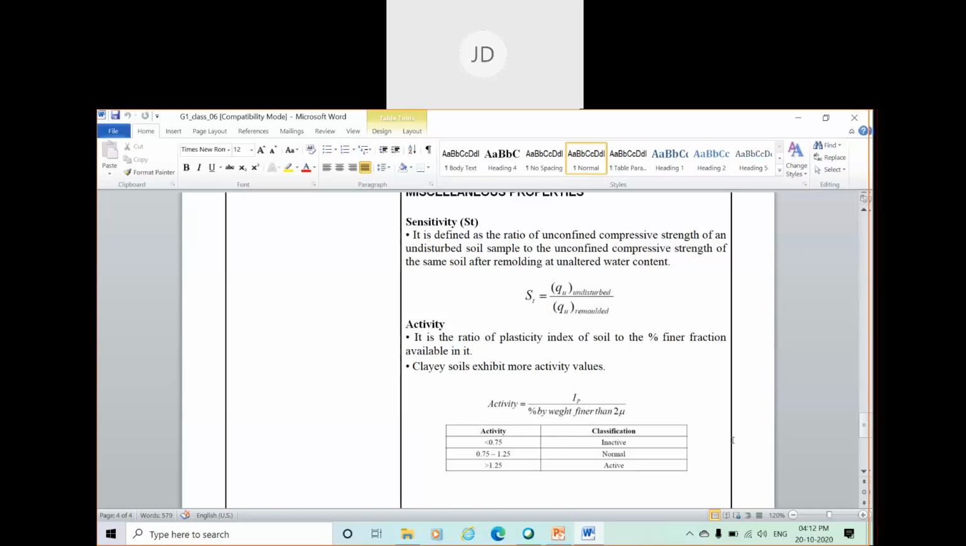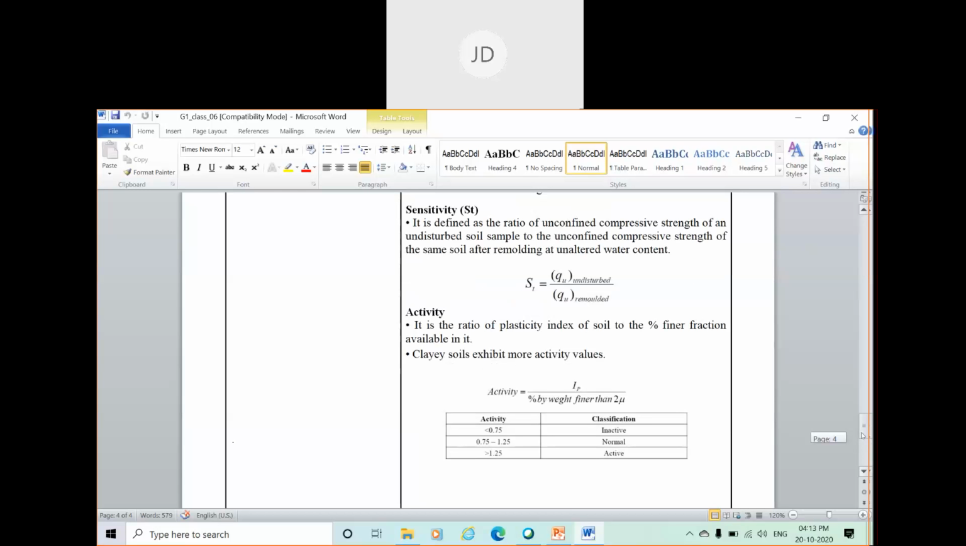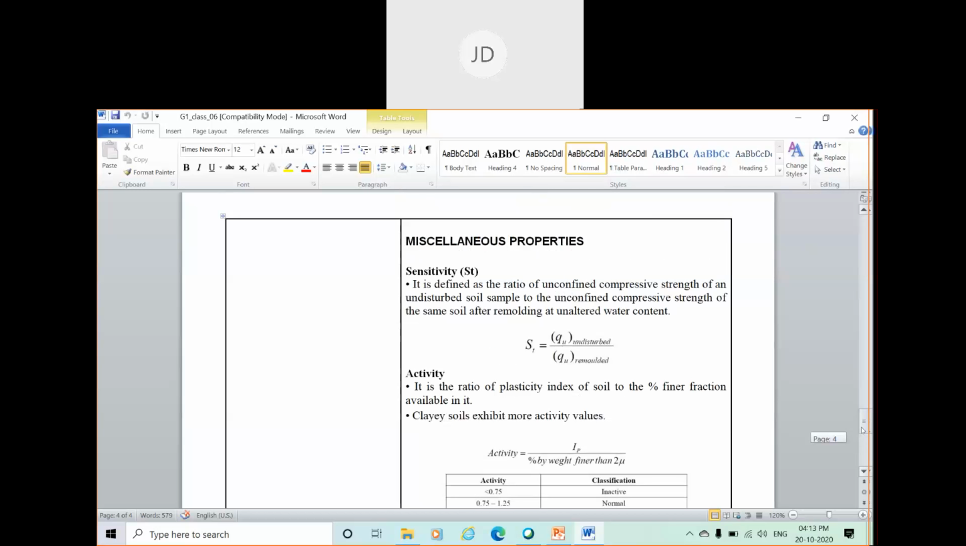Now it is very important to remember this tabular chart. If for a particular fine grained soil the activity becomes less than 0.75, you can say it is inactive, that means the soil has a very small amount of clay. If the soil has activity more than 1.25, then we can say the soil is very active, that means it may contain a higher amount of clay or exhibit the property of clay soil. So these are some miscellaneous properties of clay soil.